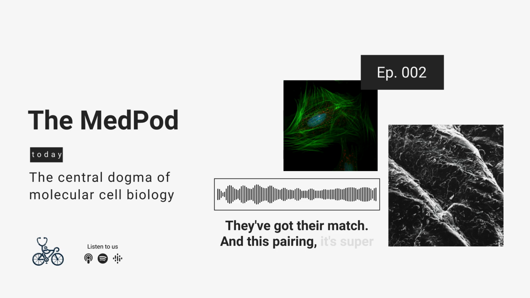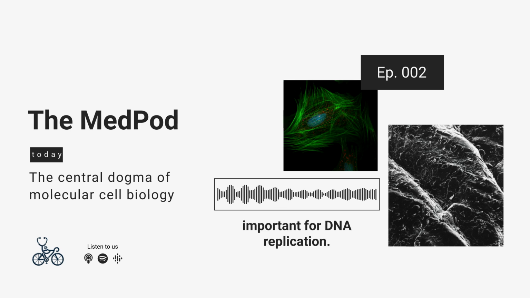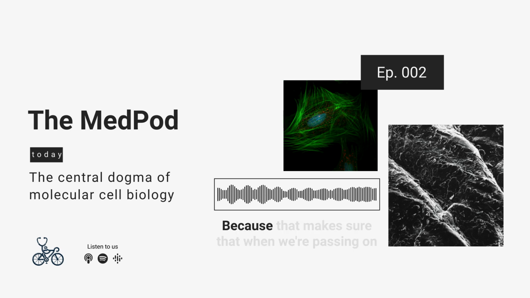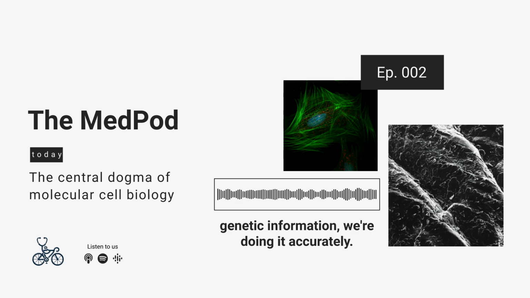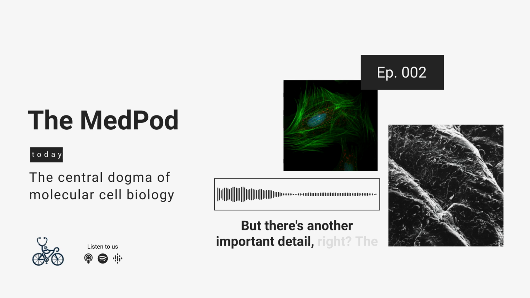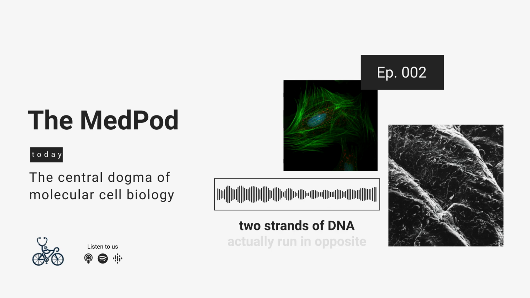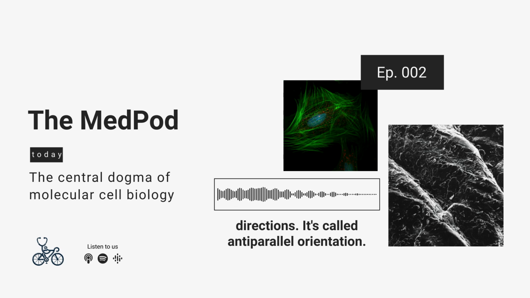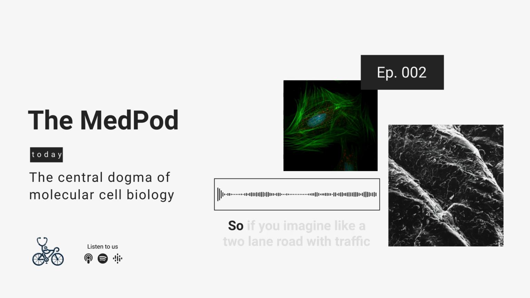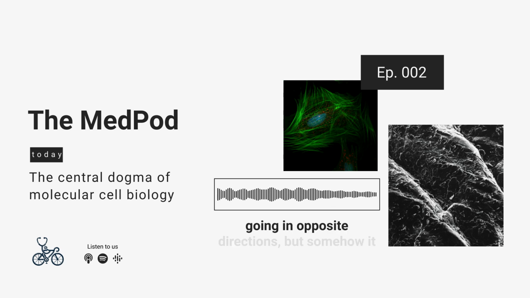And this pairing is super important for DNA replication, because that makes sure that when we're passing on genetic information, we're doing it accurately. But there's another important detail. The two strands of DNA actually run in opposite directions. It's called anti-parallel orientation. If you imagine a two-lane road with traffic going in opposite directions, but somehow it all works together.